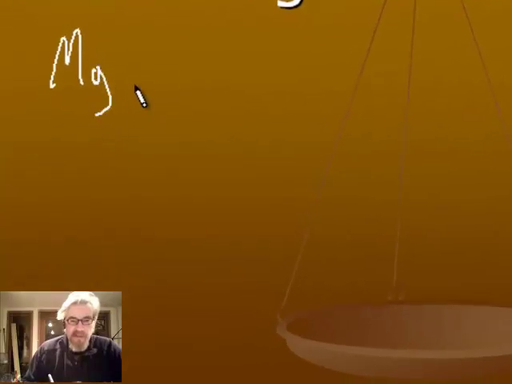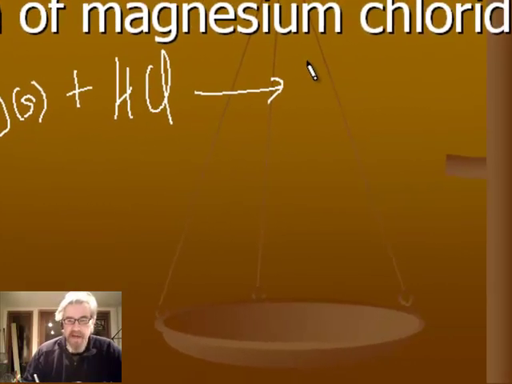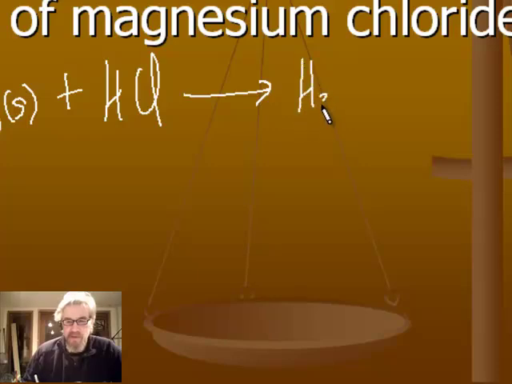Magnesium's not diatomic, and as a metal, it's a solid. It reacts with hydrochloric acid, which it tells us is HCl, to liberate, there's our action word, hydrogen gas, H2. Hydrogen's diatomic, little g for gas, and forms an aqueous solution of magnesium chloride.